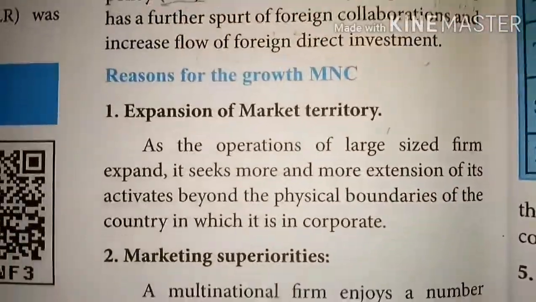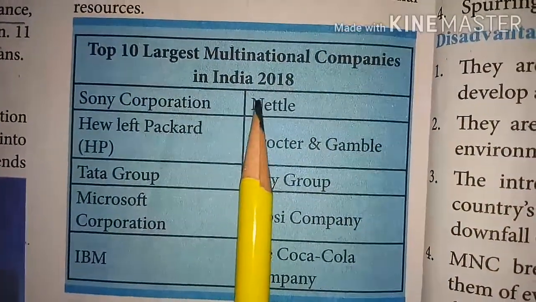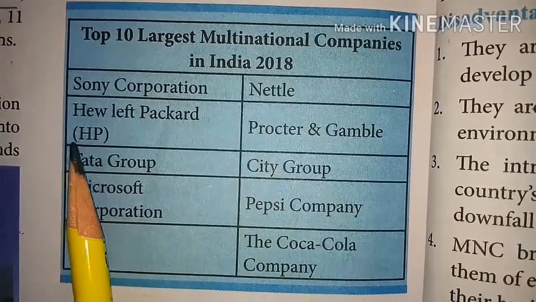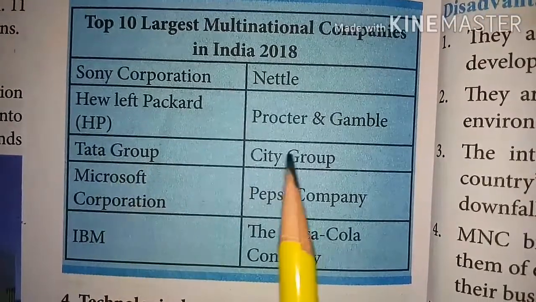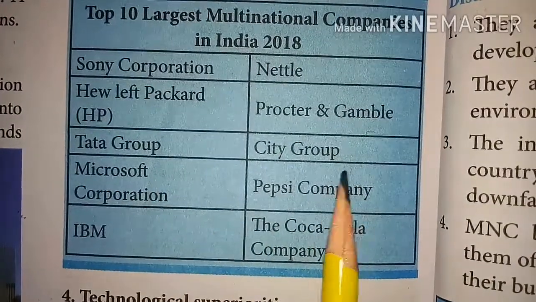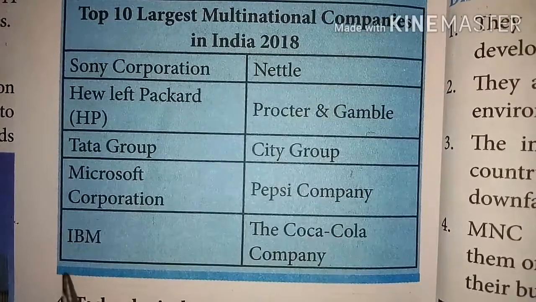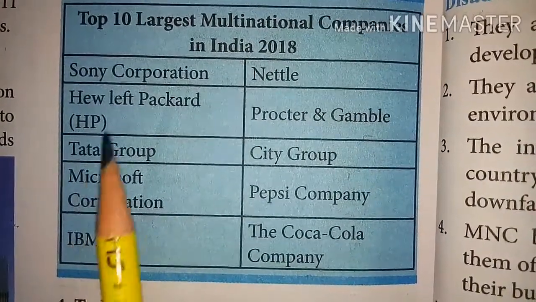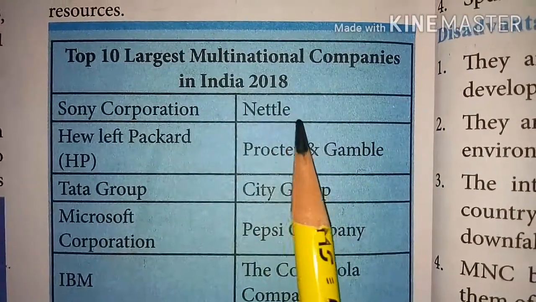Now let's see the top 10 largest multinational companies in India in 2018. Sony Corporation, Nestle and Hewlett Packard, HP, Procter and Gamble, then Tata Group, Citigroup and Microsoft Corporation, Pepsi Company, IBM and the Coca-Cola Company. These are the 10 largest multinational companies in India in 2018.